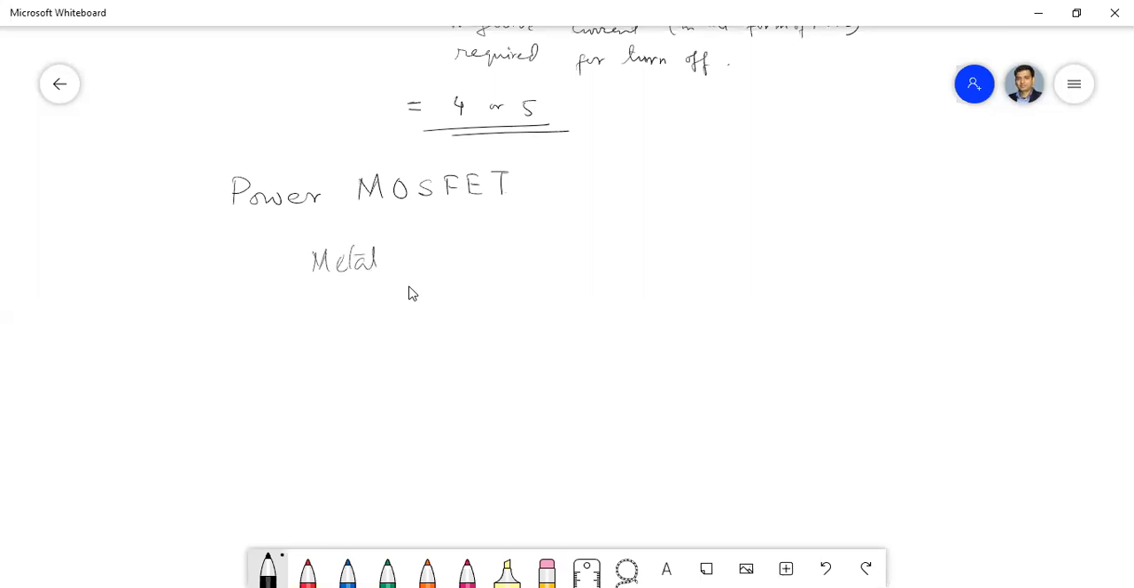So we can say metal oxide semiconductor field effect transistor. Okay, so structure wise it is available in two structures. One is called the planar structure and the other is called the vertical structure.